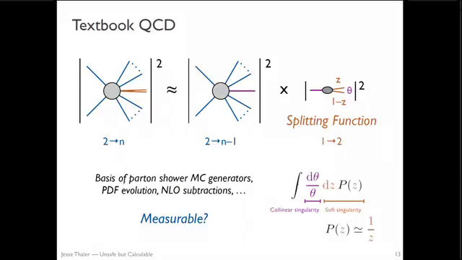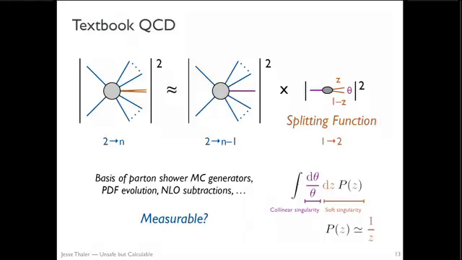Almost every single next-to-leading-order calculation uses this in some form as a technical kludge to do subtractions so that you can actually put it on a computer. So we know that this is true. This is textbook QCD. But can you actually measure this splitting function experimentally? Is there a measurement that would not just be correlated with that splitting function, but actually give you the value of the splitting function as an answer?